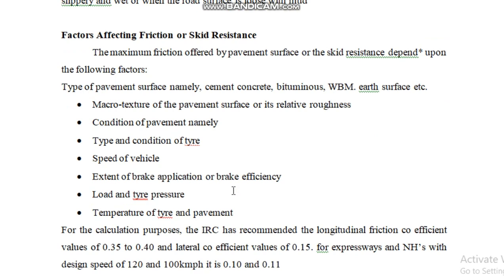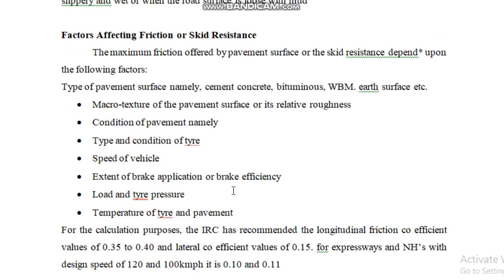There are some factors that influence this friction or skid resistance, like texture of the pavement surface, condition of the pavement, type and condition of tire, whether it is old or new, then speed of vehicle. If speed is high, then sudden application of brake may not provide sufficient grip or sufficient friction. Because of that, it may slip, it may skid. And then extent of brake application or brake efficiency. If brake efficiency is high, then the moment you apply the brake, it will come to rest. But if it is not proper, then definitely it will take some distance to come to rest.